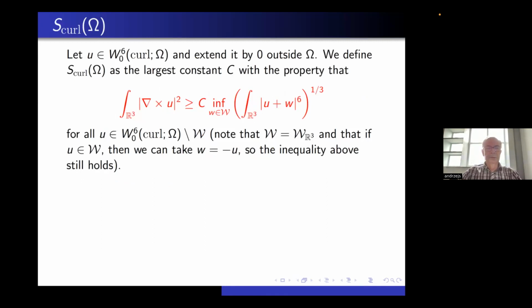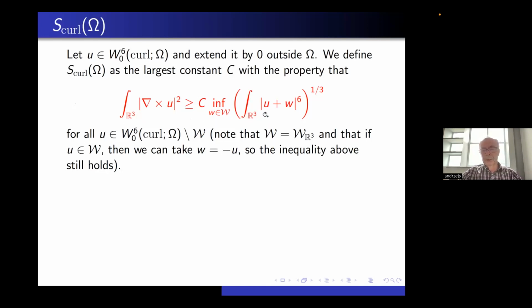So now I want to introduce S curl of omega. Well, we have u in W06, so it's a closure of a function of C0 infinity. So we can extend u by 0 outside omega. And now we define S curl omega as the largest constant C with this property.